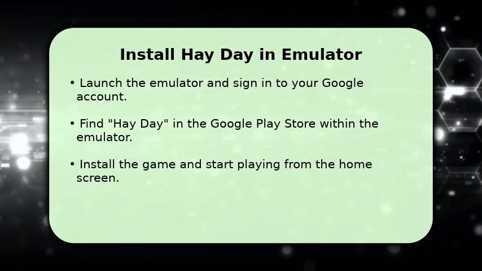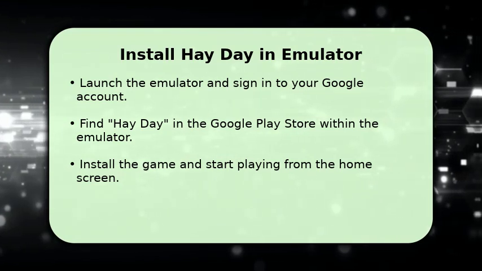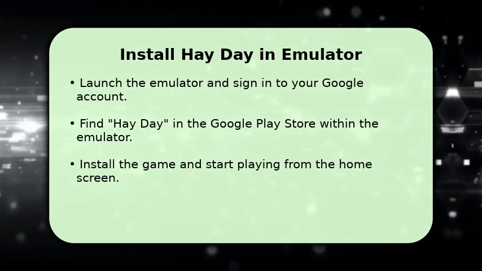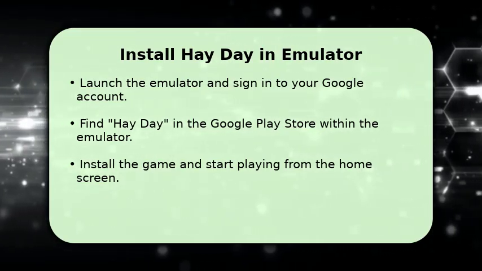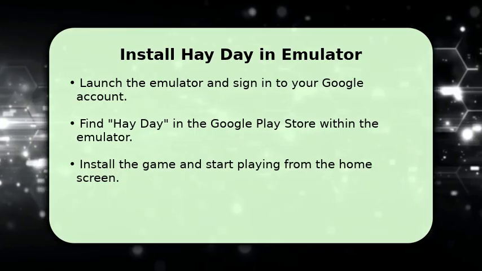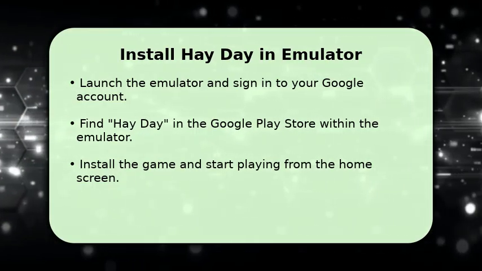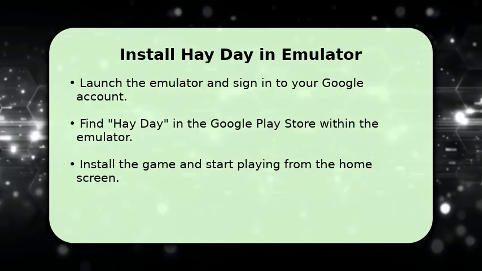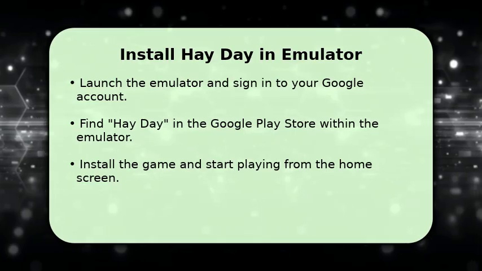With your emulator installed, open it up and sign in using your Google account, just like you would on a new phone. Then, navigate to the Google Play Store inside the emulator. Search for Hayday and proceed with the installation. Once the game is downloaded, you can launch it directly from the emulator's home screen and begin building your farm.